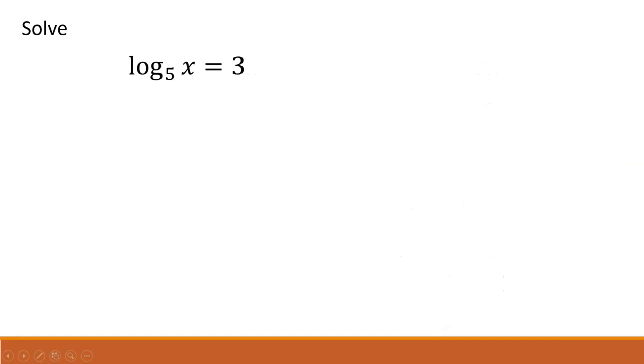What if we'd like to solve log base 5 of x equals 3? This one looks a little bit different, but our method for solving it will be the same. We'll rewrite this as an exponential equation. So 5 to the 3rd power equals x. And since 5 to the 3rd power is 125, that means x is 125.